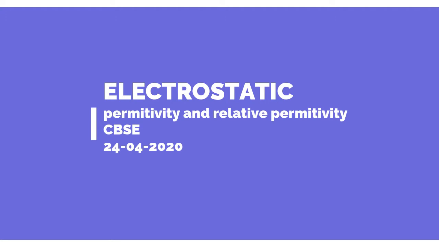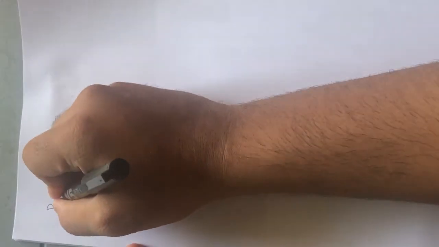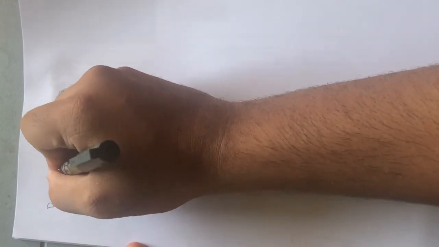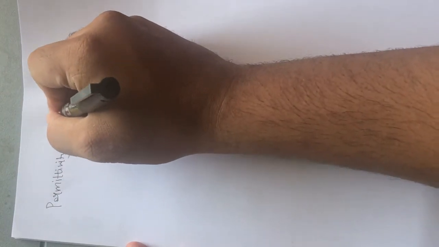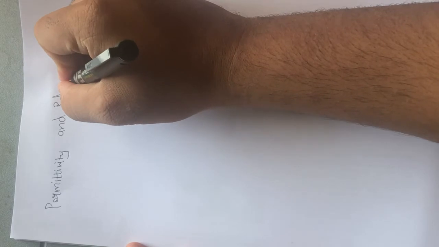Hello everyone. Today we are going to study about permittivity and relative permittivity. As we are already aware of Coulomb's law, there was a term called permittivity denoted by K. We are going to study it in detail.